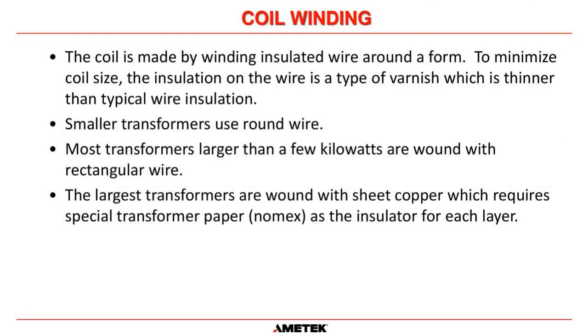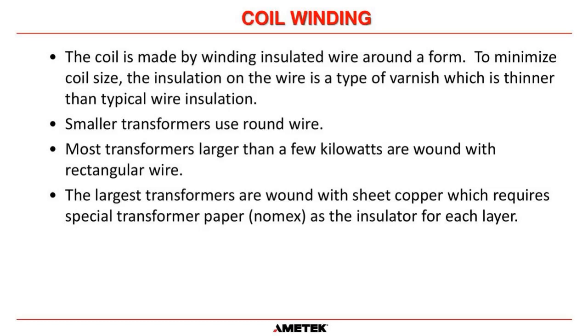So we start with a form, insulate with Nomex paper insulation, and then we'll wrap the form with magnet wire. Magnet wire has insulation, not typical like we see in typical cabling, but the insulation is a varnish, which is very thin and makes more efficient use of the space.